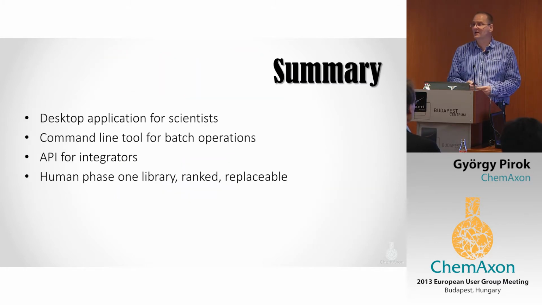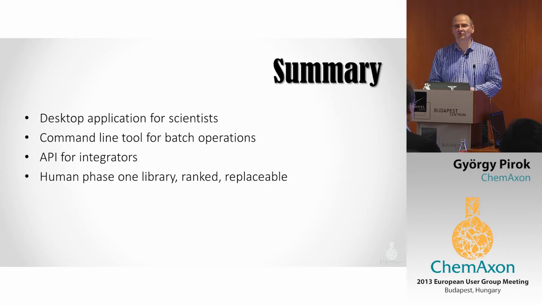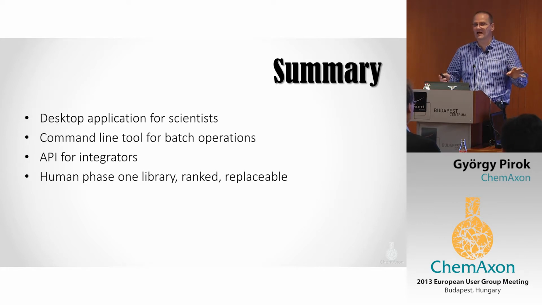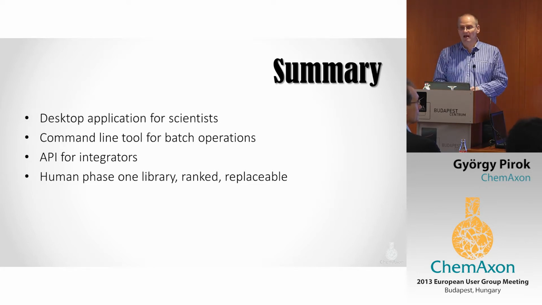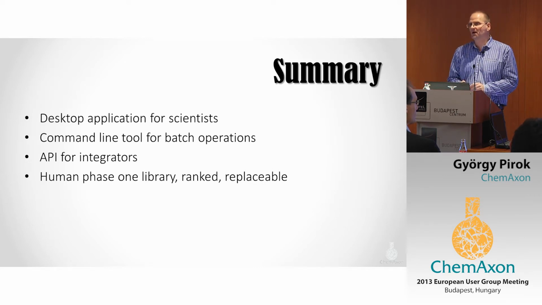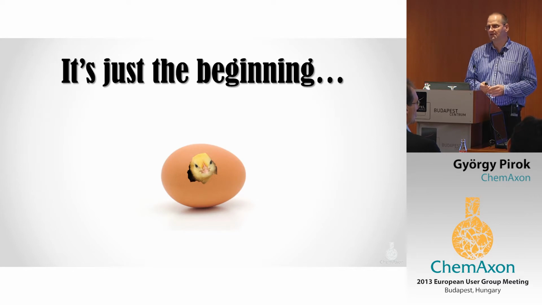So in summary, we have a desktop application for scientists. We also completed an API for integrators, so it is possible to add this functionality to your sophisticated advanced applications. We also have a command line tool which supports batch conversion, and the command line tool can already identify the most risky sites, which can cause metabolic instability. And we provide the human phase 1 library, and we continue to work on it. But that's replaceable with your own libraries if you want.